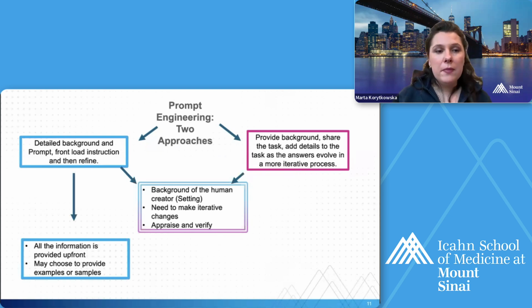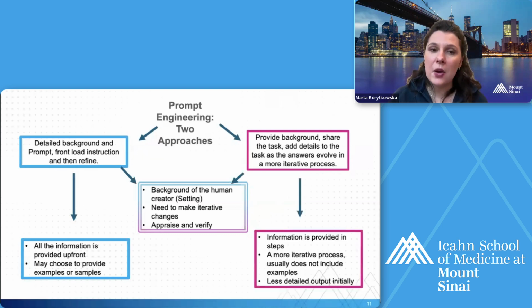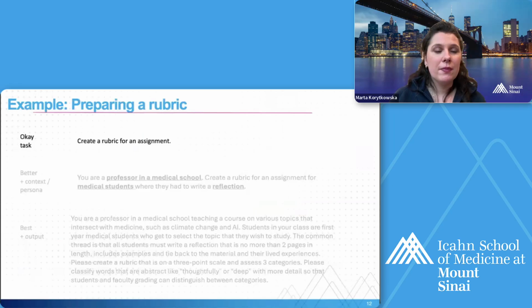In the first way, the main difference is that all of the information is provided upfront, and you may even choose to provide examples or samples of the work. In the second way, where it's a more iterative process from the start, information is provided in steps. It usually does not include examples, and you will have a less detailed output initially.